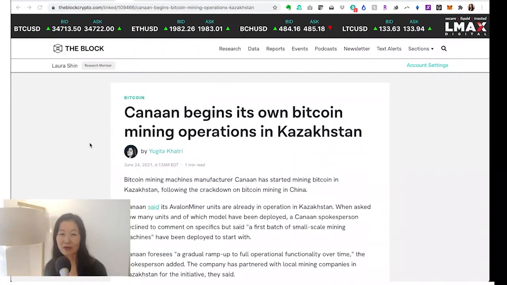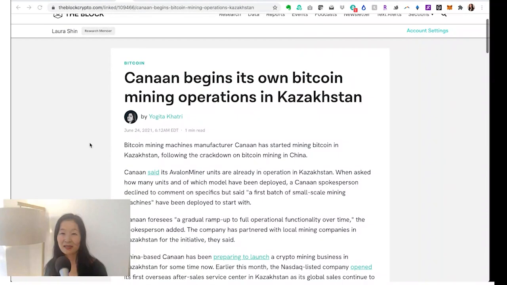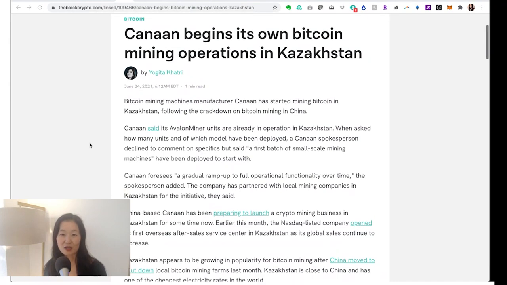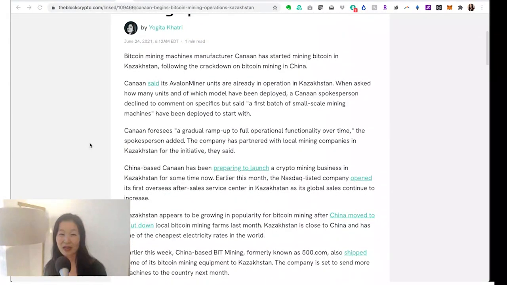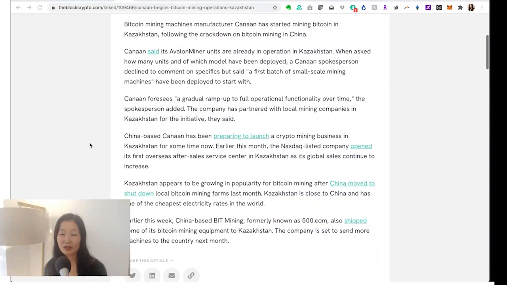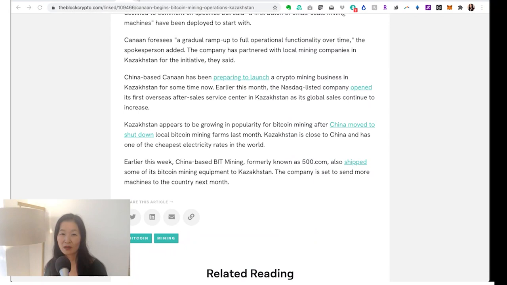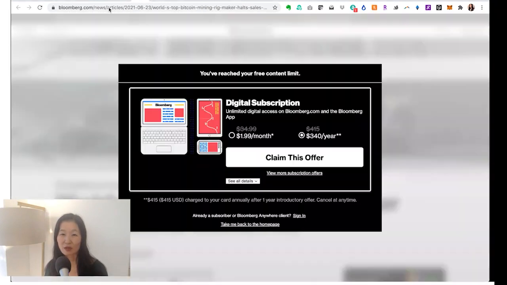On Monday, Bitcoin mining machine manufacturer Canaan said in a press release that its Avalon miner unit is already in operation in Kazakhstan. Kazakhstan is a country worth keeping an eye on as the mining haven competition heats up due to its proximity to China and cheap electricity rates. Following Kevin Zhang's logic about the possible oversupply of mining equipment, Bitmain announced the suspension of Bitcoin mining rig sales.